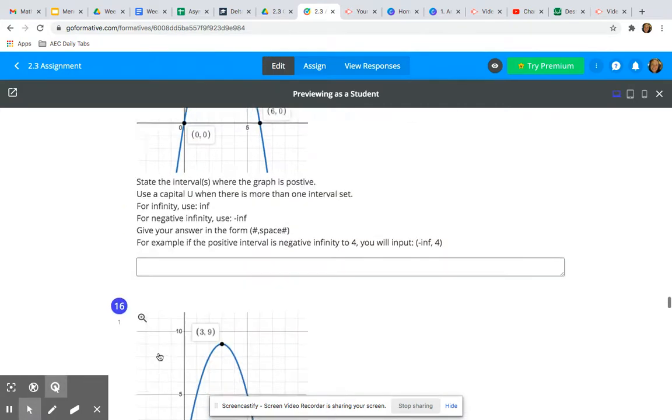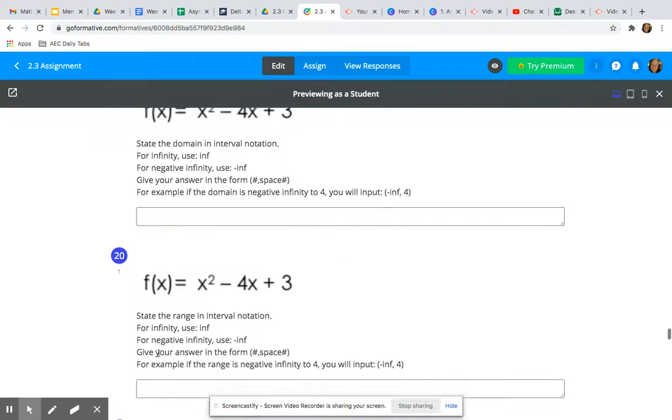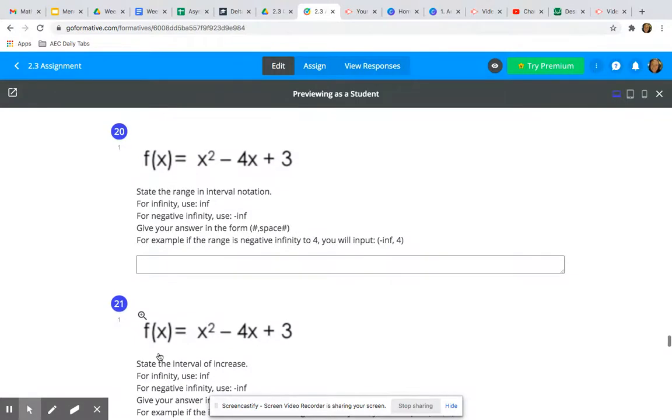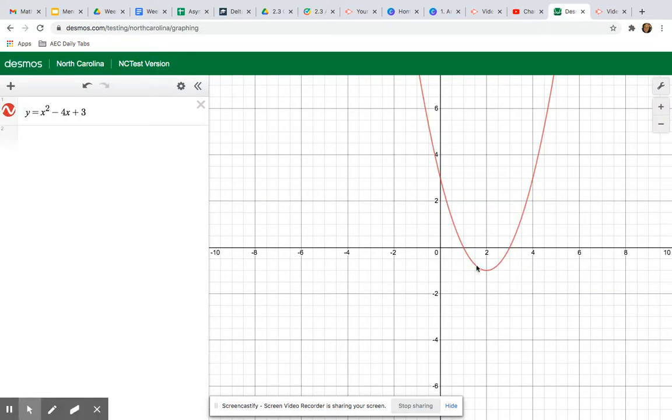Now let's look at number 20. Number 20 is not graphed for you, and it wants the range. Range is a set of y values that the graph encompasses. So I type this into Desmos, and I'm going to go ahead and write in that vertex is (2, -1).